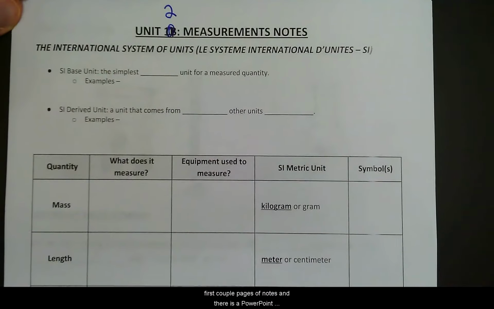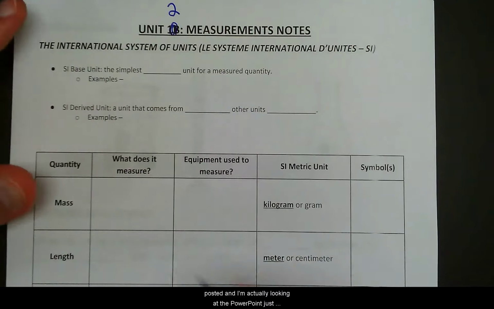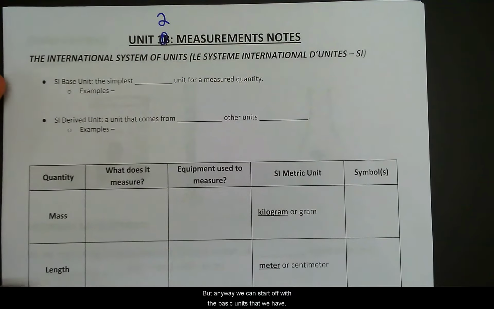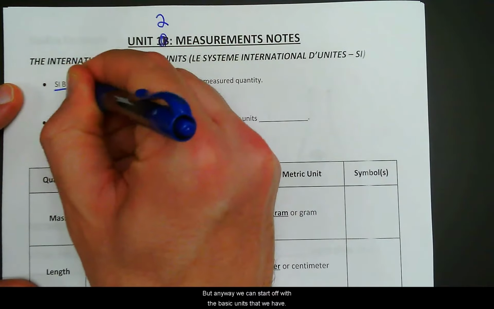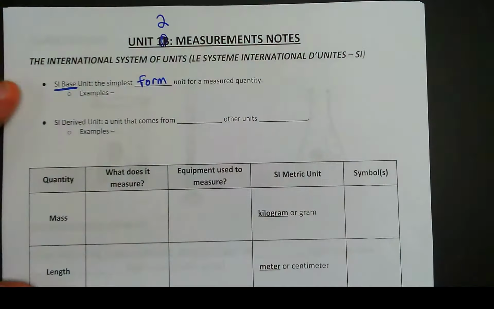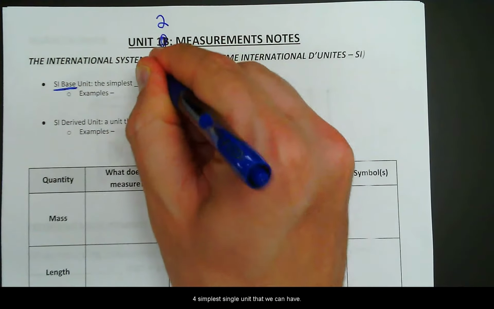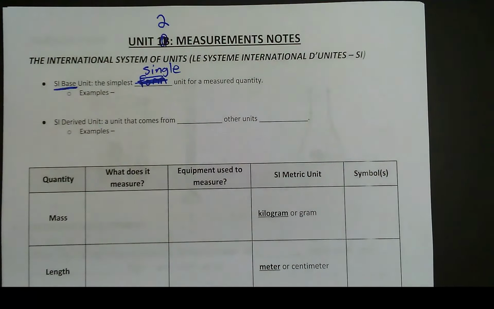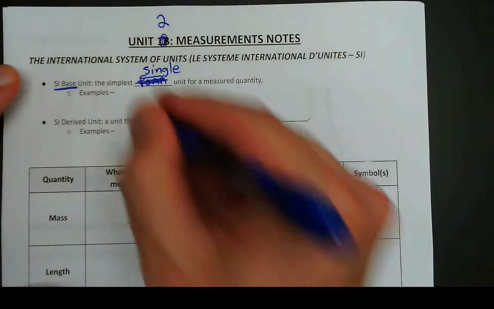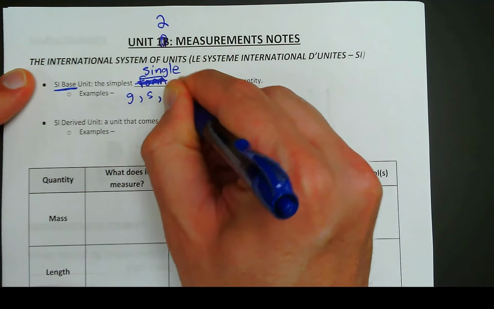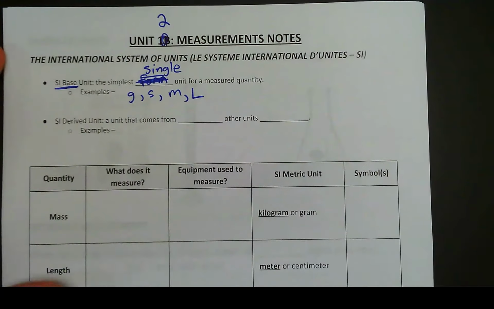And there is a PowerPoint posted, and I'm actually looking at the PowerPoint just to make sure I get everything filled in here correctly. But anyway, we're going to start off with the basic units that we have, which is the simplest form of a unit. Or simplest single unit that we could have is what I should say. So the simplest single unit for a measurement, which could be anything like grams, seconds, meters, what else? Liters. It's just a basic single unit.